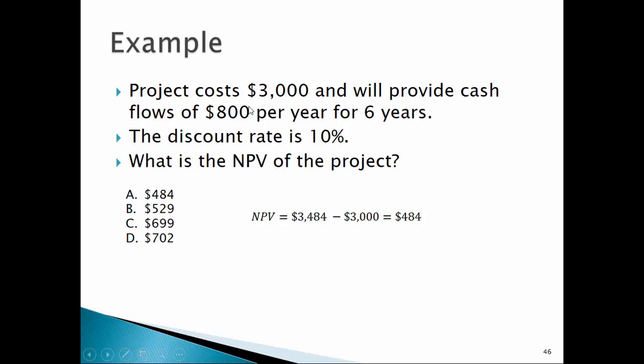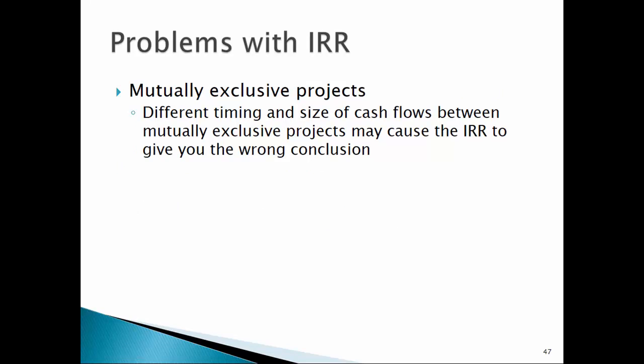So here are the answers you should get. The present value of the future cash flows is $3,484. When you take out the $3,000 that it costs today, the net present value is $484. So there's just a couple of problems to practice there.